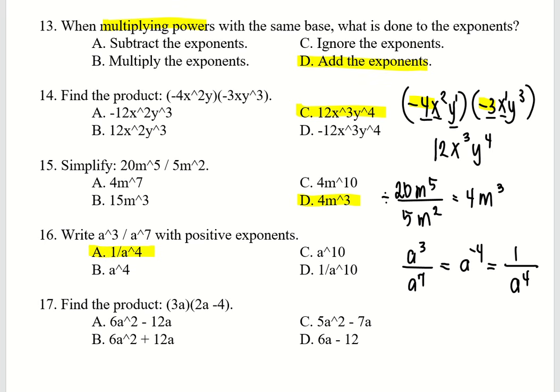Find the product. So we have 3a times 2a minus 4. So just multiply 3 times 2. We get 6a squared. 3 times negative 4, that will be negative 12a. Okay, 17, that is letter A.